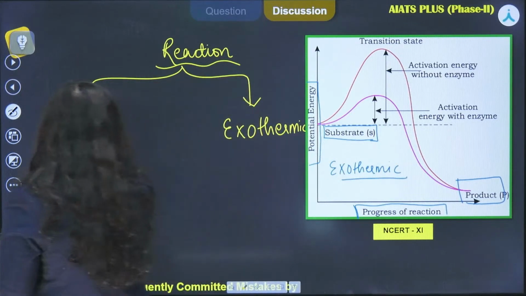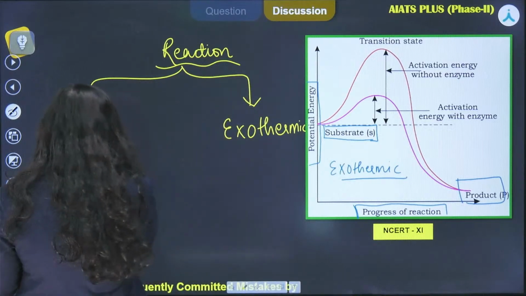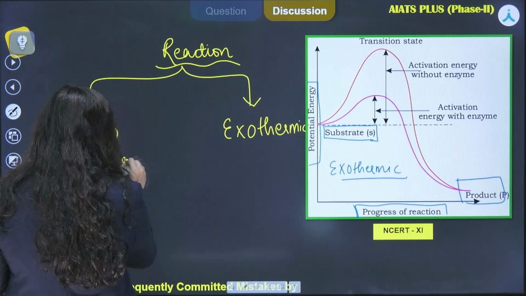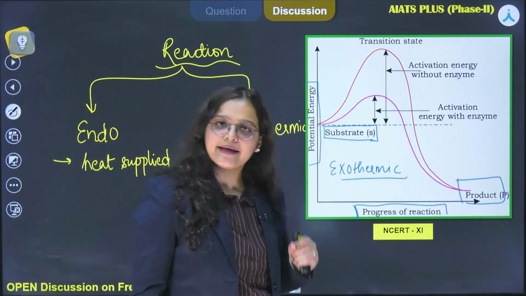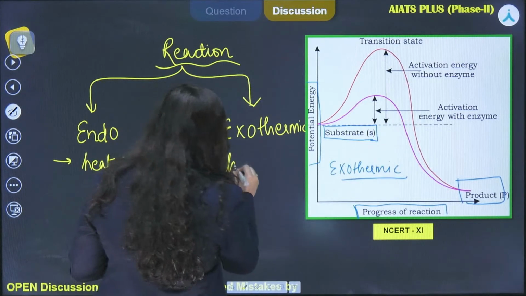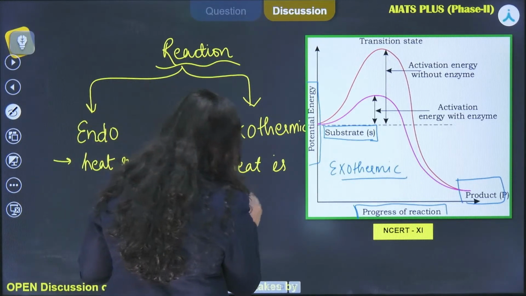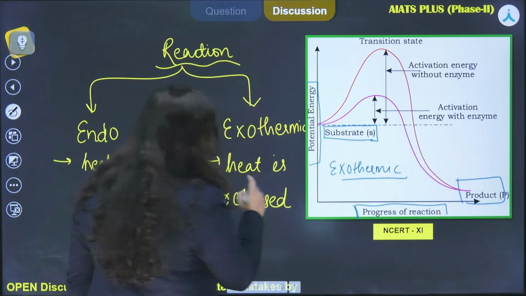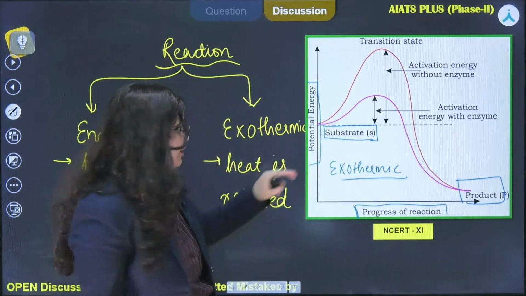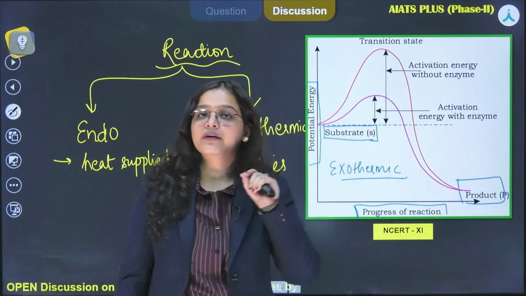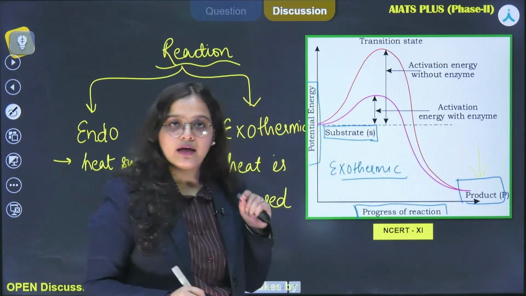And in the endothermic reaction, heat is given to the reaction. So basically heat is supplied in this case, whereas in an exothermic reaction, the heat is given out. Heat is released, we would better say that heat is released. That is why we can see that the substrate is at a higher potential energy, but when the reaction occurs, there will be release of heat, and then we'll see that our product has a lower value of energy.